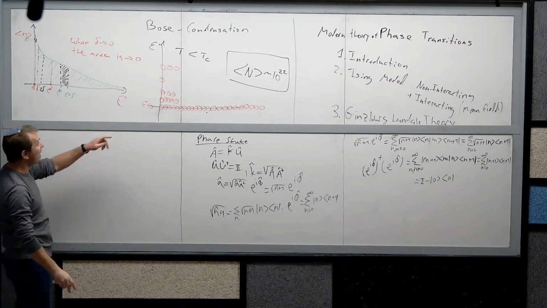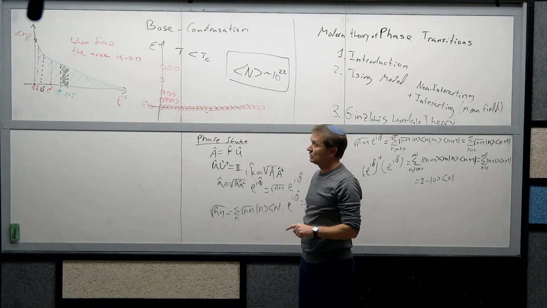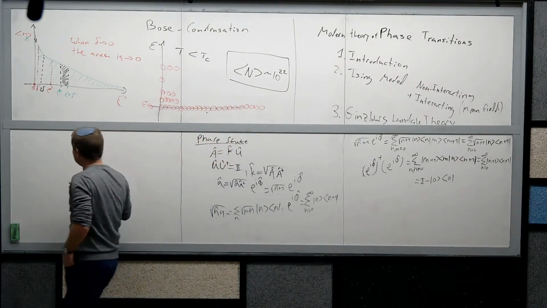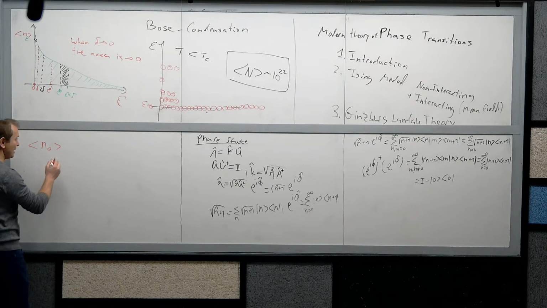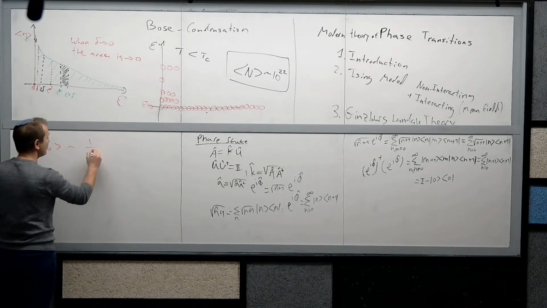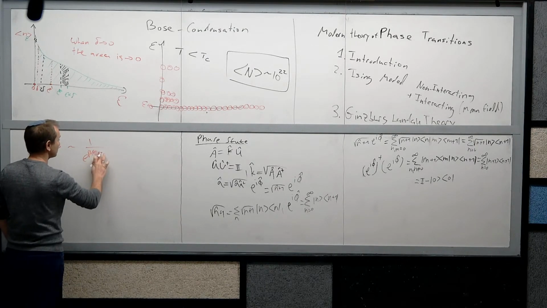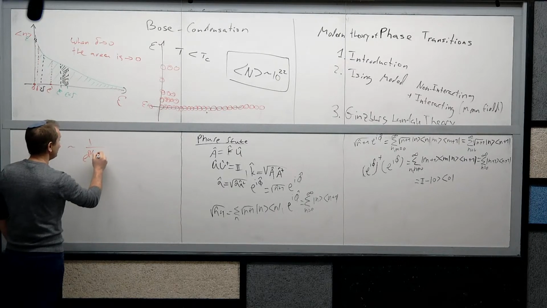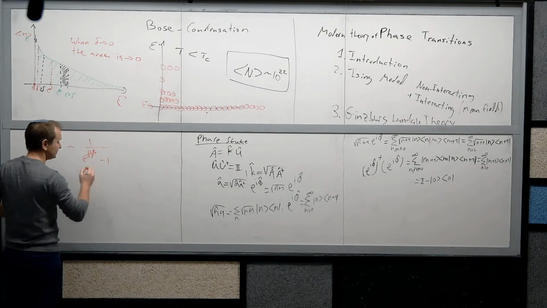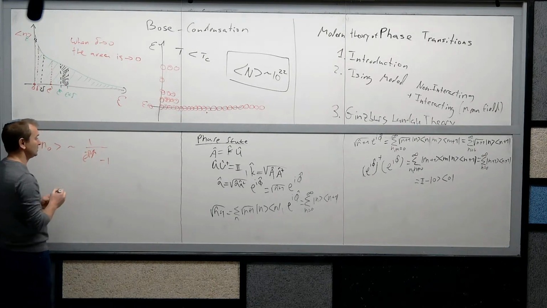Yes. This only happens when T is smaller than TC. Now, when we're looking at what happens at N0, it is 1 over e to the power beta epsilon, or beta mu, minus 1. Right? This is what we are getting, or minus 2.